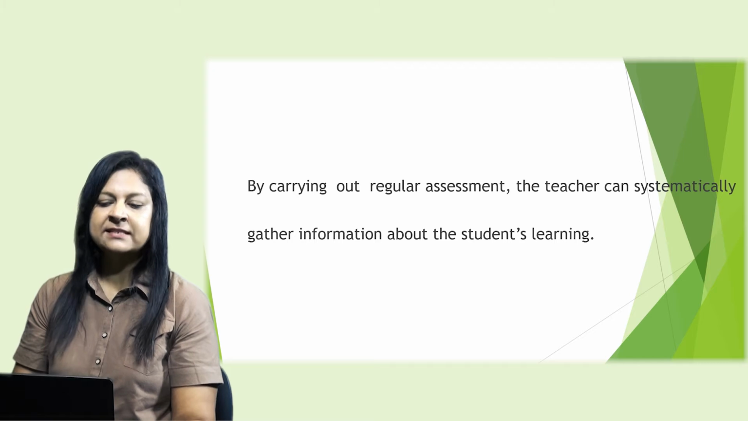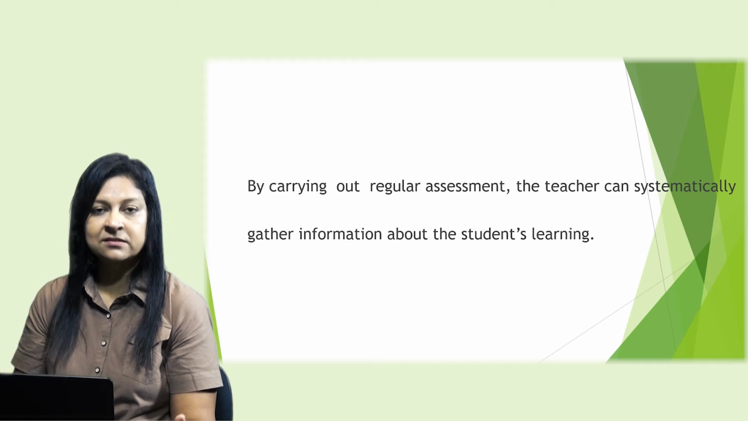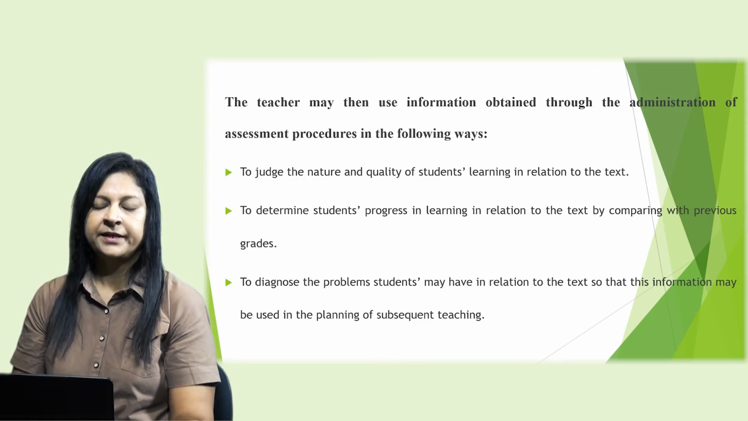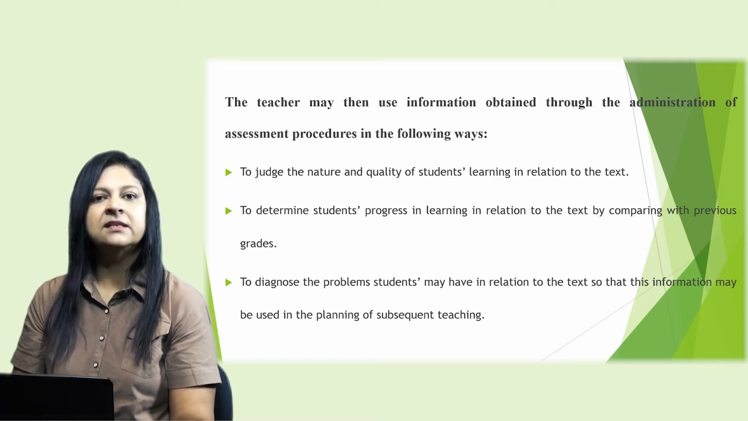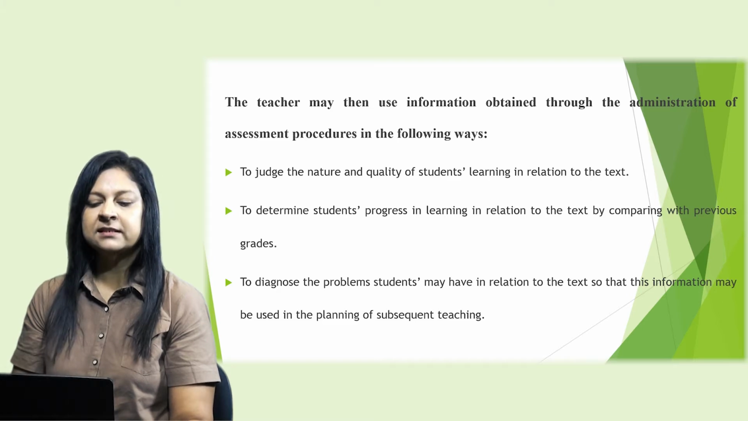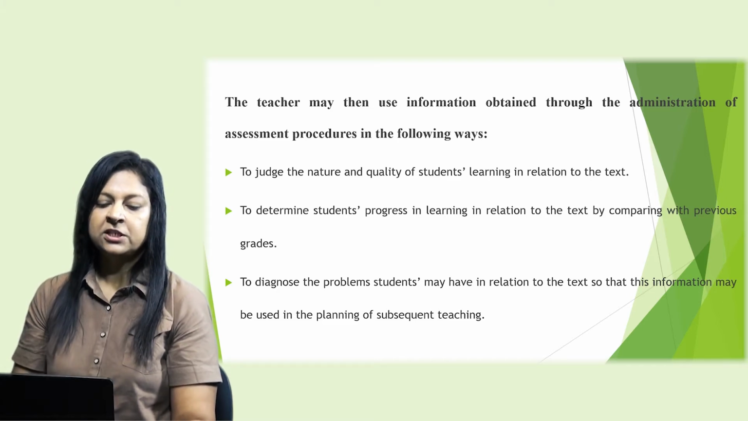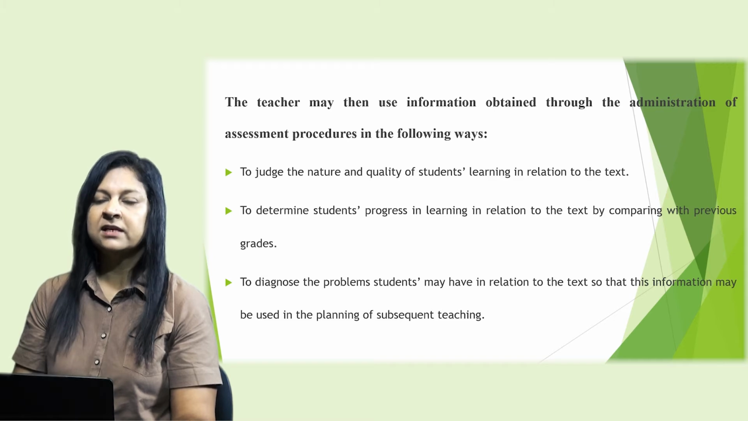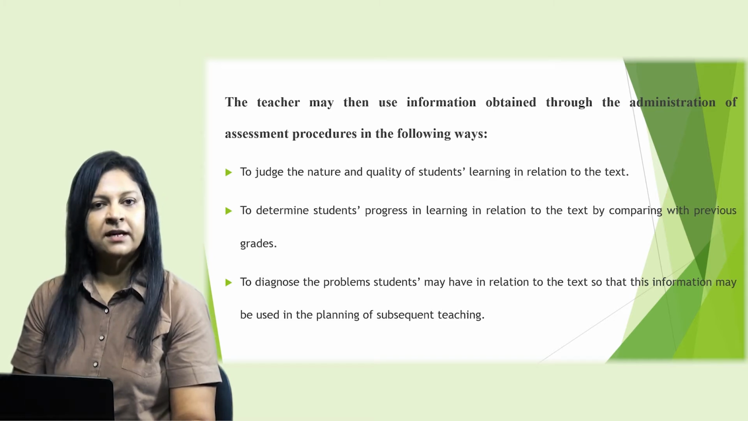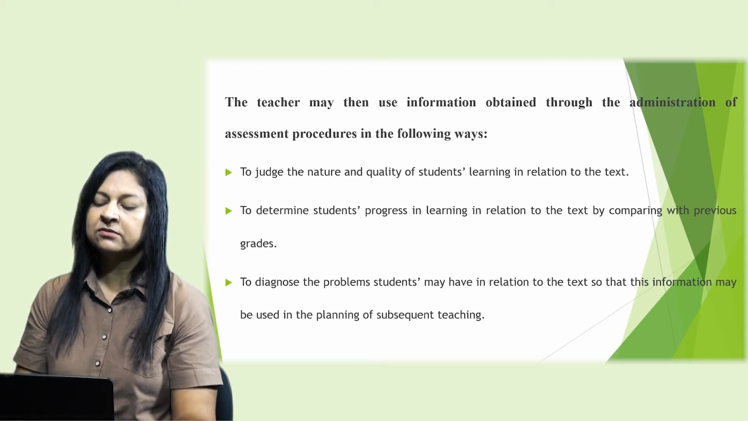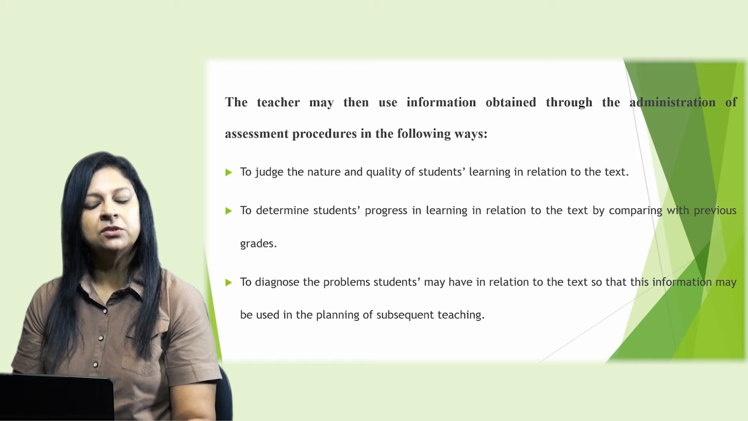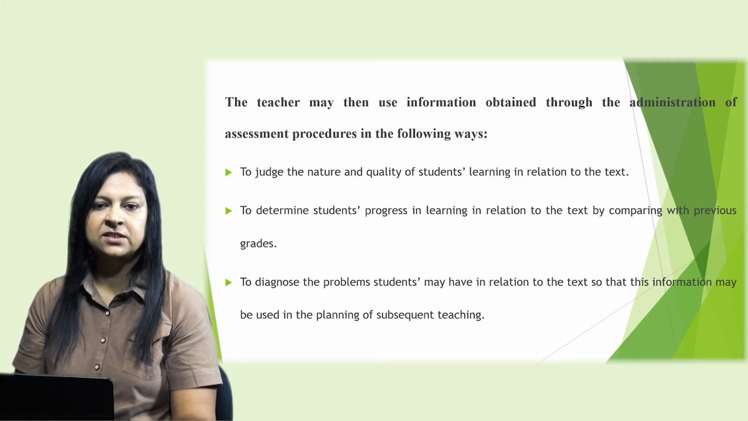By carrying out regular assessment, the teacher can systematically gather information about the student's learning. That means you can see whether the child is improving. The teacher may then use information obtained through the administration of assessment procedures in the following ways. To judge the nature and quality of students' learning in relation to the text. To determine students' progress in learning in relation to the text by comparing with previous grades. To diagnose the problems students may have in relation to the text so that this information may be used in the planning of subsequent teaching.